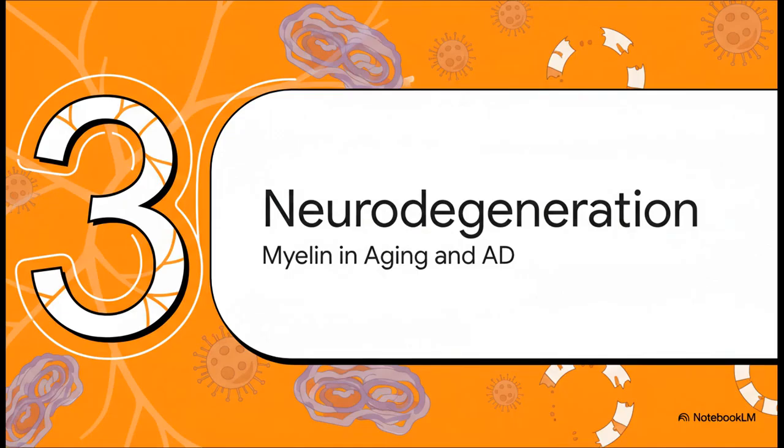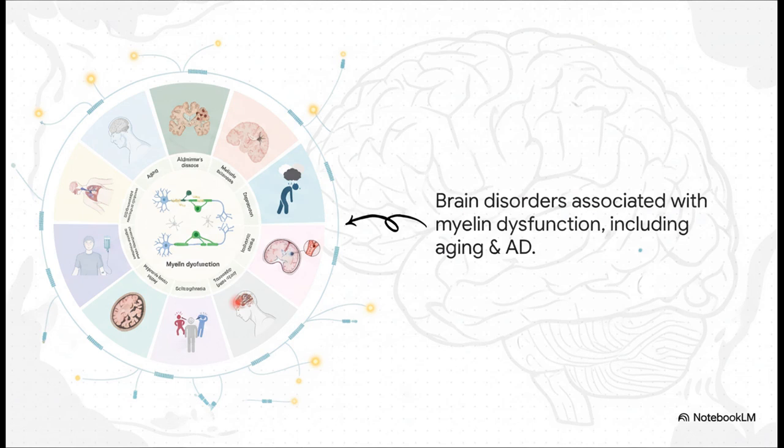So given these critical functions, it follows that the failure or loss of myelin would have pretty severe pathological consequences. We're now going to turn to myelin dysfunction, and we'll start with its role in normative aging and in Alzheimer's disease. As this diagram illustrates, compromised myelin integrity isn't some kind of niche pathology. It's actually a common feature across a remarkably broad spectrum of disorders, everything from neurodegenerative and psychiatric conditions to traumatic injury. This suggests that myelin pathology might be a convergent mechanism that underlies the symptoms of many distinct neurological diseases.